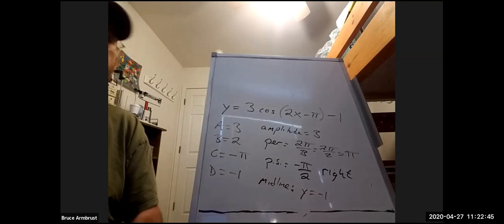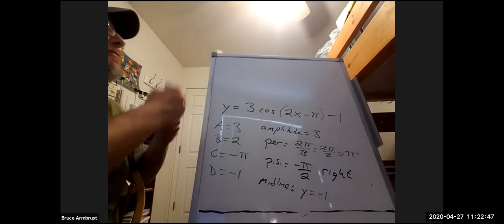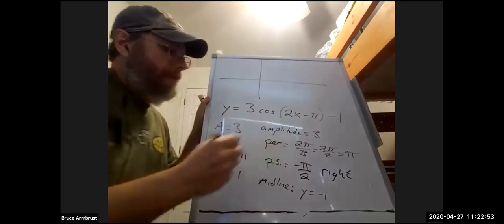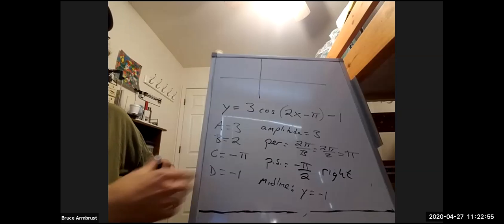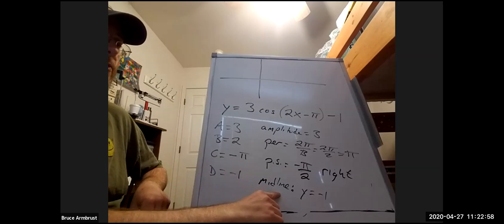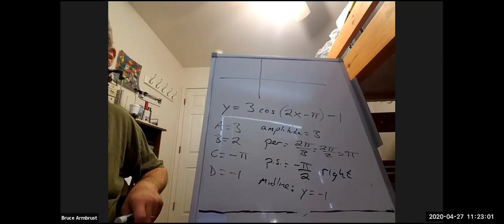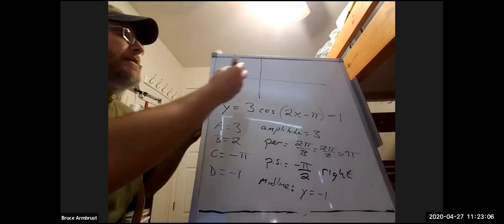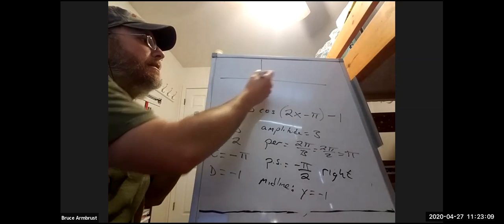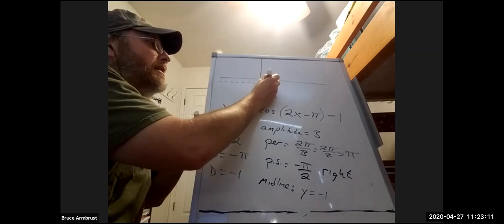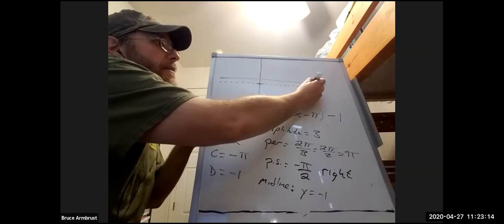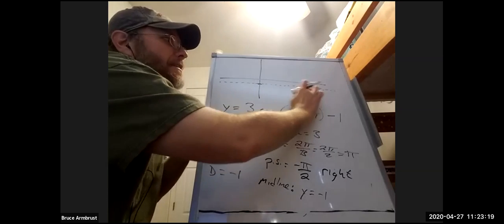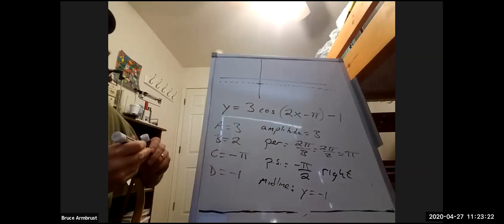All right, so let's try graphing this thing. So first thing I'm going to do is put on my axes here. But the first thing I do when I go to graph one of these things is I go to where my new midline is. So my new midline is at y equals -1. So somewhere down here, which is -1, this is my new center line. So I just put a little dashed line here. Okay, so there's my midline.